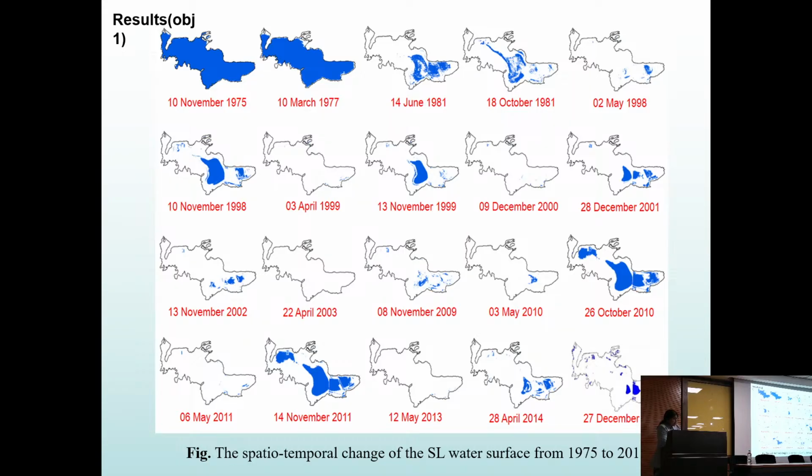And as we know the pixel size, you can find out the total area also. What was the total water content area in the year 1975, and what is the total water content area in square kilometers or in hectares in 2015.